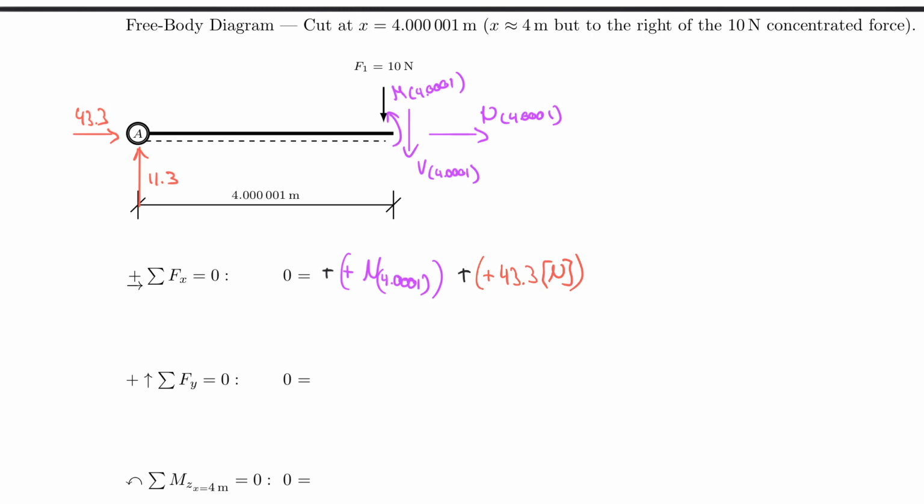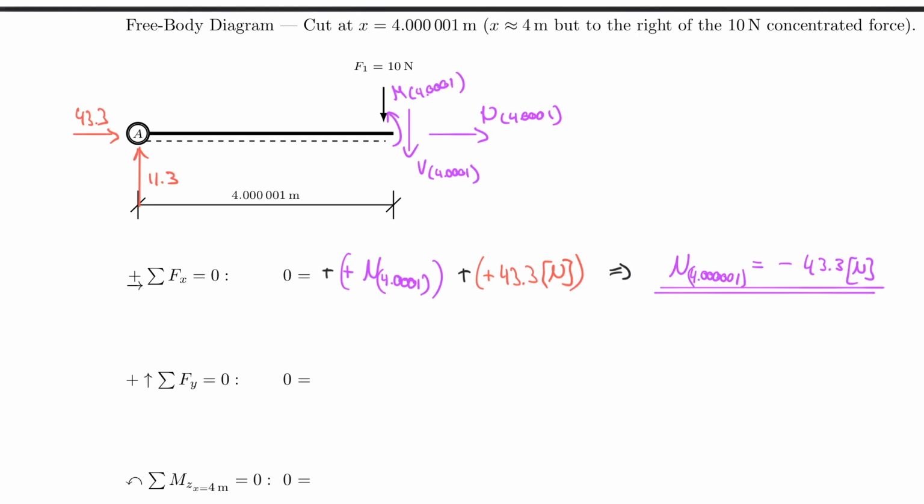So therefore we will find that our normal force actually did not change. It's in fact the same equation because there's no normal force added to the system. So we will find that my N of 4.000001 is actually equal to negative 43.3 Newton. And that is once again a result. And yes, it's the same result, but you were asked to solve it at that location, so therefore we need to underline that.